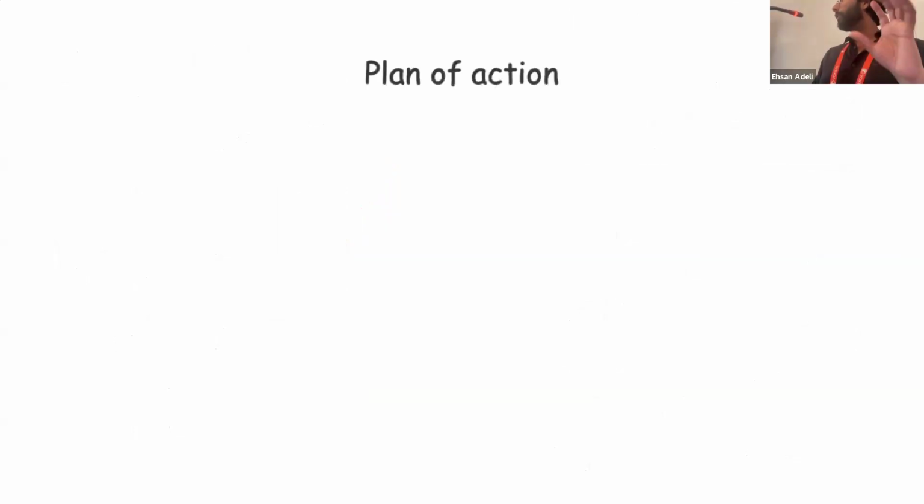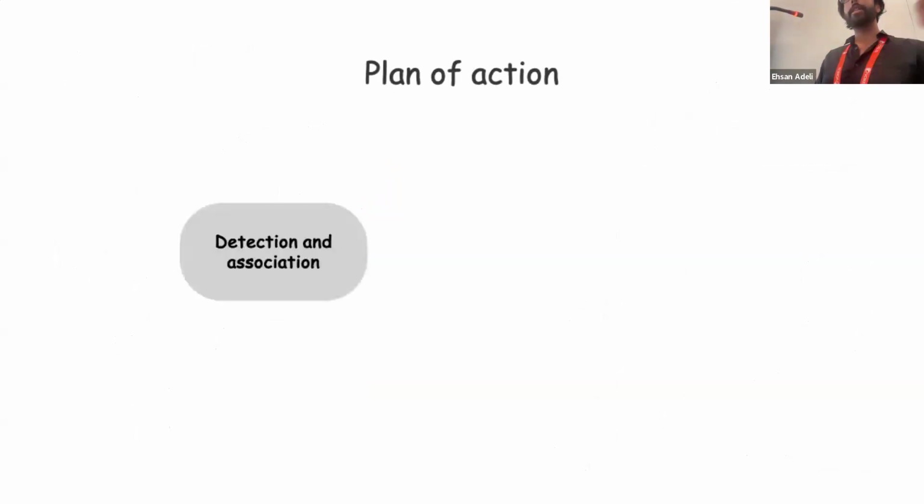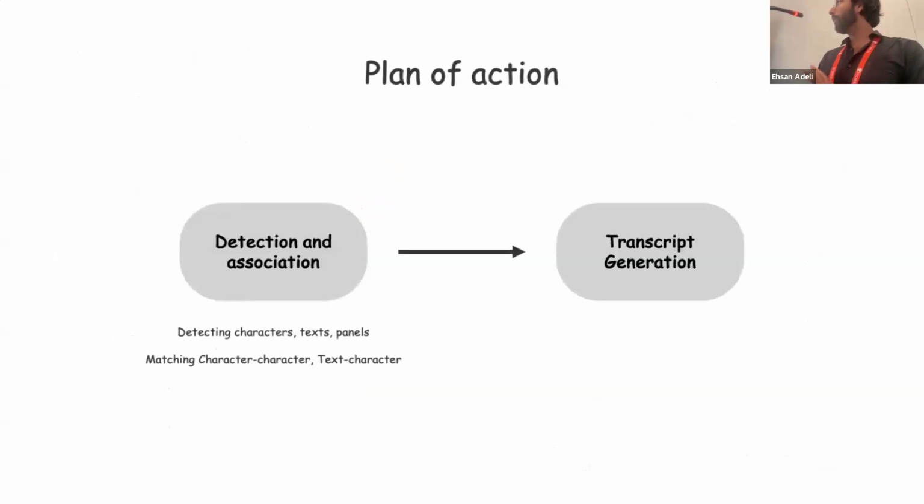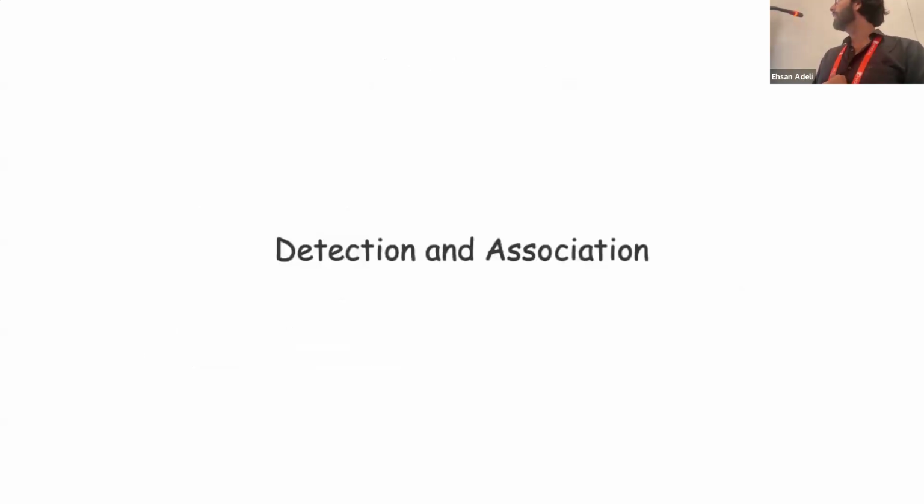So here's the plan of action, very quickly. We tackle it in a two-step process. First is detection and association. Here, I want to detect the characters, text, and panels. And I want to associate characters with other characters to say they are the same character, and text to character to say this text is said by this particular character. Once we've done that, we can do the transcript generation, which is just an OCR and ordering problem. I won't talk about the second part in this presentation in the interest of time, so let's quickly look at detection and association.